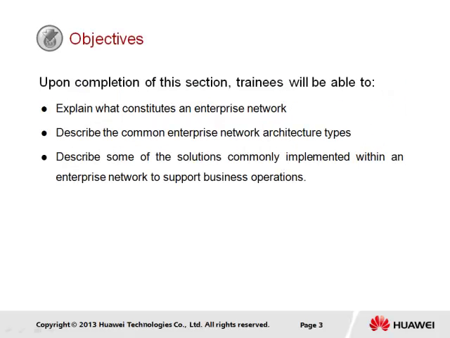Upon completion of this section, it is expected that trainees will be able to explain what constitutes an enterprise network, describe the common enterprise network architecture types, as well as describe some of the solutions commonly implemented within an enterprise network to support business operations.